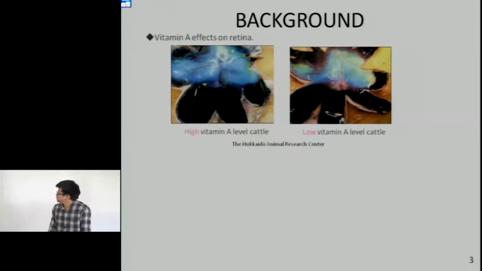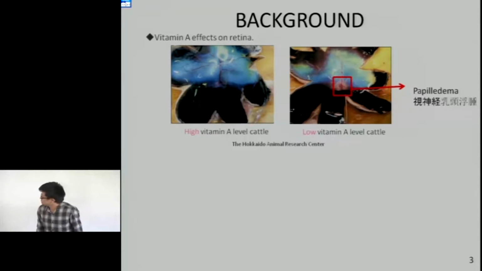Here I show two images of the cut eyeball, and the comparison between healthy cattle and the cattle suffering from vitamin A deficiency. So on the right side, that cattle, you can see there are mainly two kinds of difference. First is papilledema, that is a swell of the optic nerve. You can see it is obviously different from the left side. The other difference is bleaching of the tapetum.